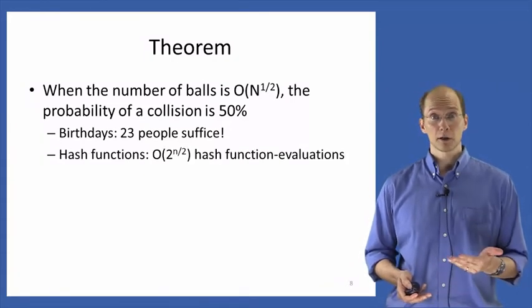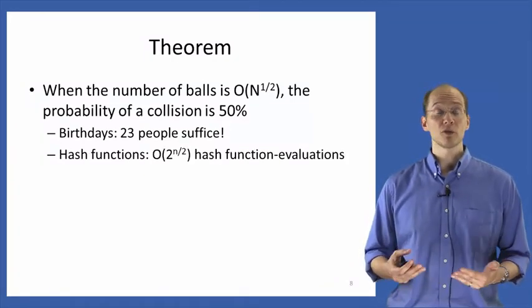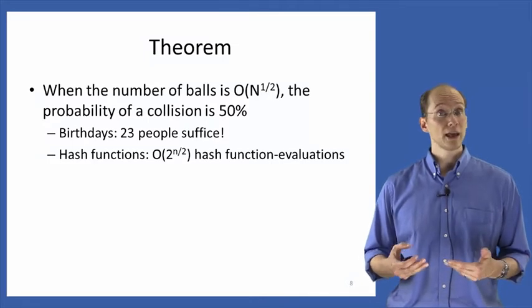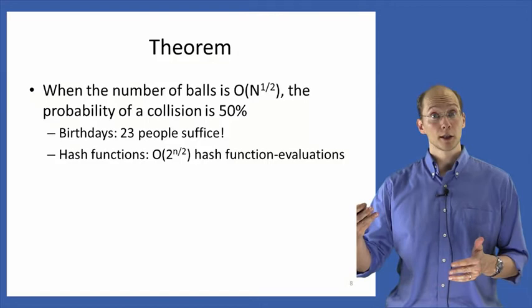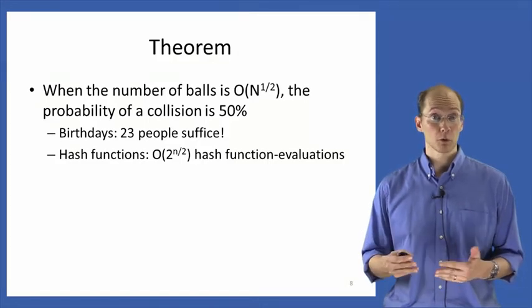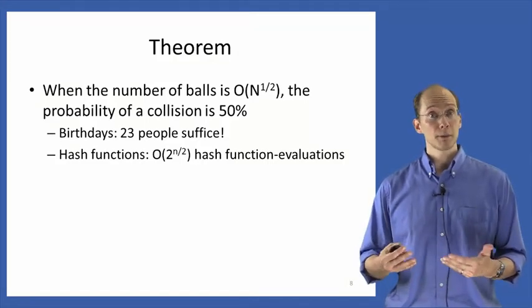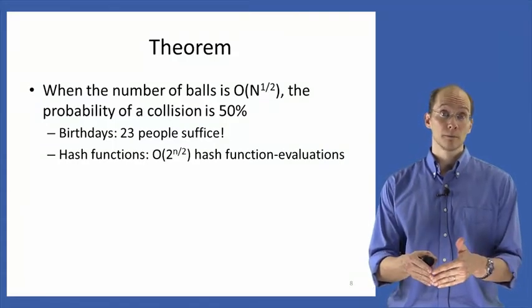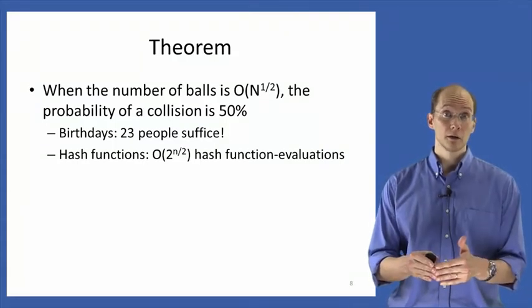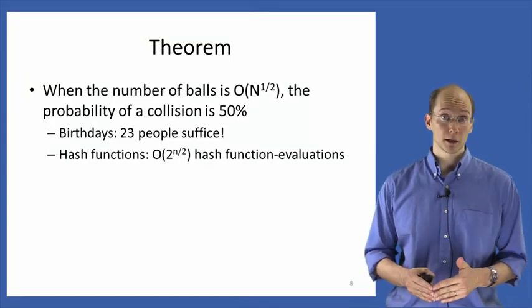Turning to hash functions, this means that if we evaluate the hash function about 2 to the n over 2 times, which is the square root of the size of the range of the hash function, which was 2 to the n, then we expect to find some pair of inputs that hash to the same output. That is, we expect to find a collision with about 50% probability.